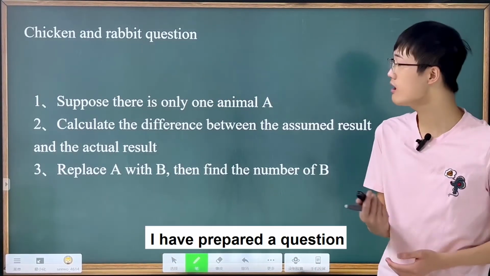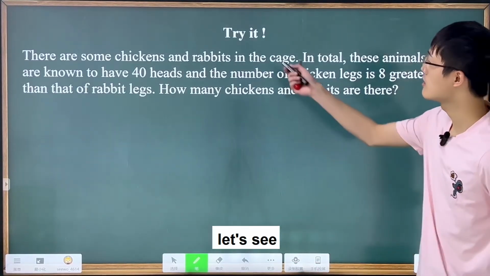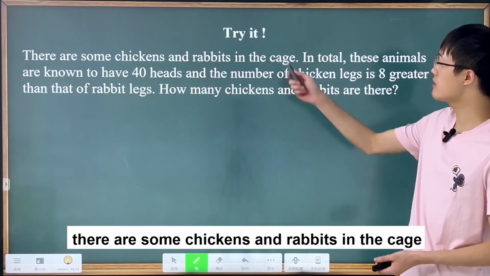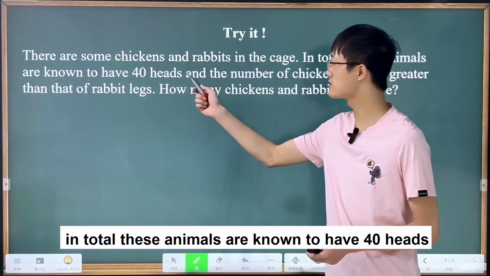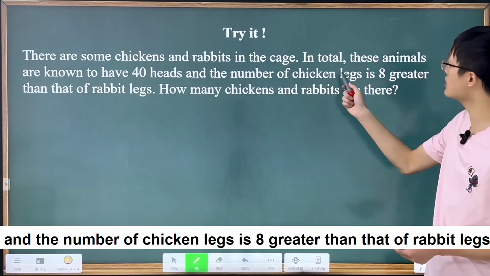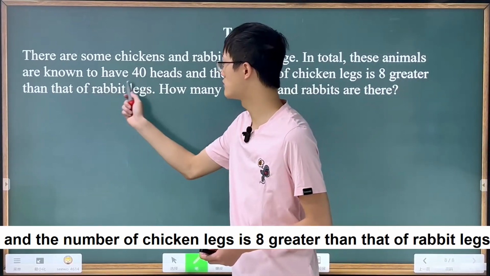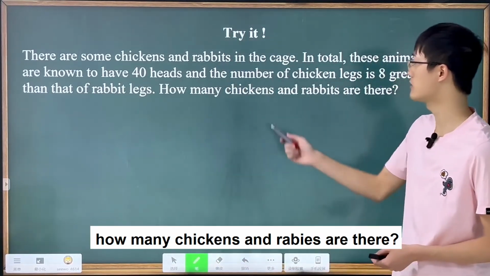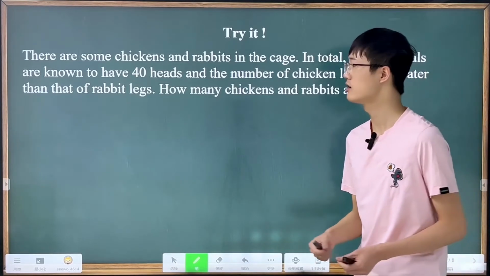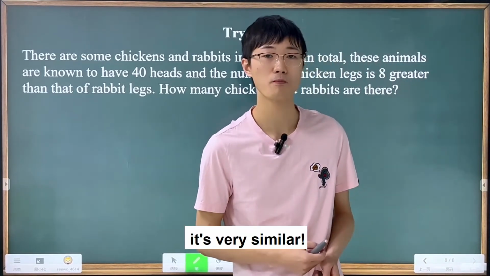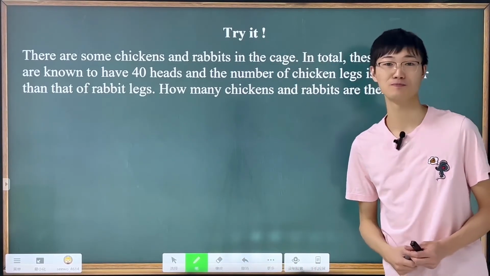I have prepared a question. Let's see. There are some chickens and rabbits in the cage. In total, these animals are known to have 40 heads, and the number of chicken legs is 8 greater than that of rabbit legs. How many chickens and rabbits are there? It's very similar. So just try it now.